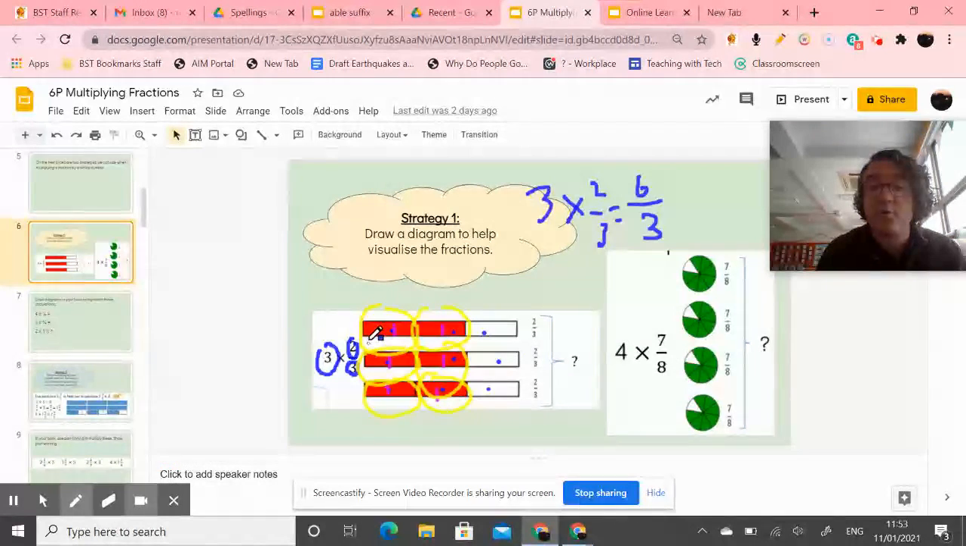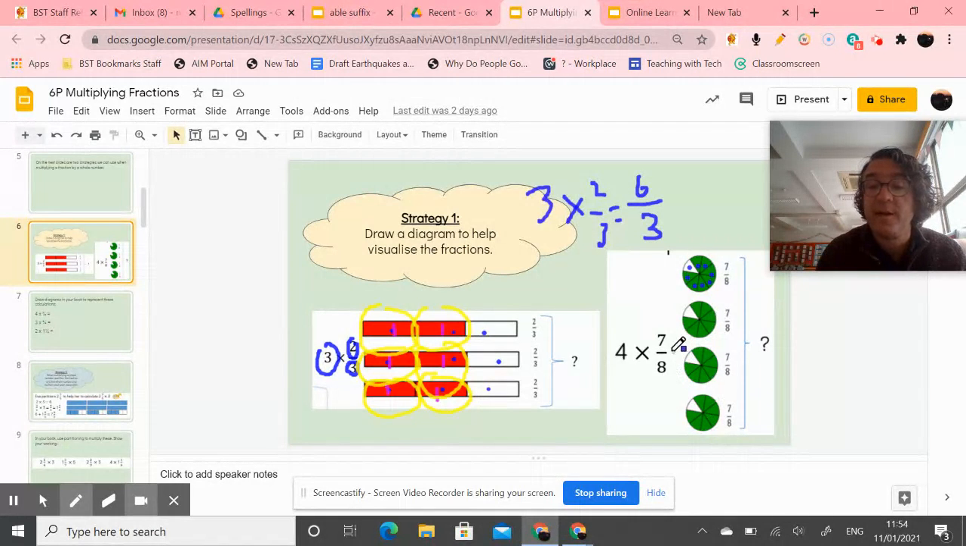Now, the next one is something very similar. The only difference is I've not used a bar. I've just used a pie to do it. So again, 7/8, but I've got 4 times 7/8. So I'm going to have 4 pies: 1, 2, 3, 4. Then I have 8, so I've got to split each of these pies into 8 parts. So that's 1, 2, 3, 4, 5, 6, 7, 8. And I'm going to do that for each of my 4 pies.